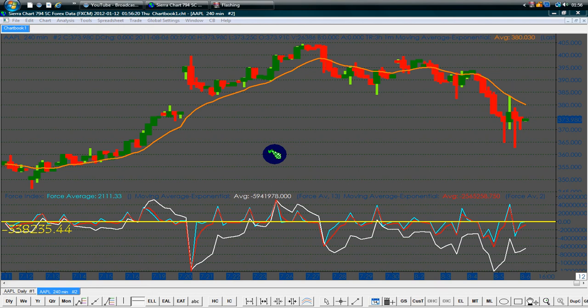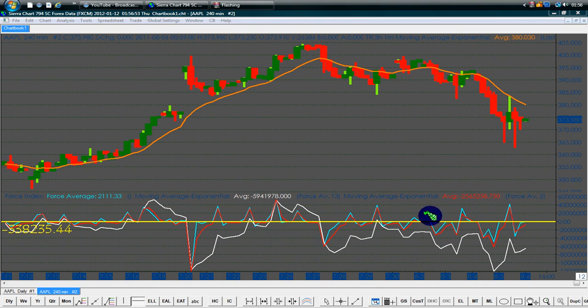So that's why, if the closing price of today is lower than the closing price of yesterday, the force index will be negative. And when the closing price of today is higher than the closing price of yesterday, the force index will be positive, meaning that it's above the zero line. The zero line is the yellow horizontal line here. So this is about the force index.